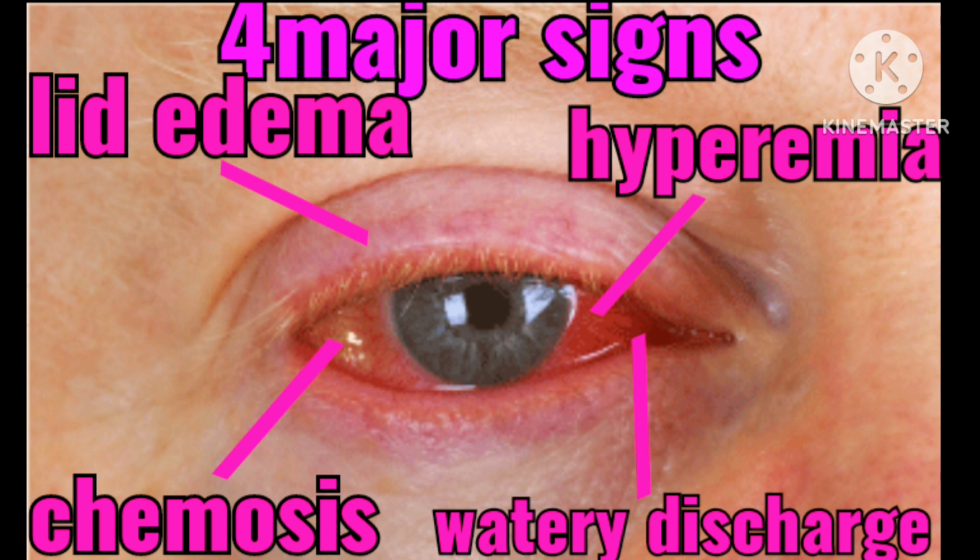Among all these signs, the main sign identifying viral conjunctivitis is this watery discharge or clear discharge, which is in contrary to that of bacterial conjunctivitis that is mucopurulent or thick creamy discharge.